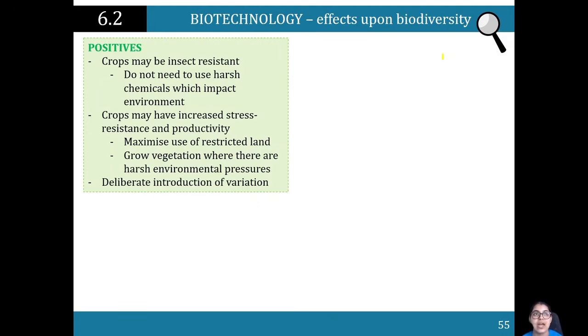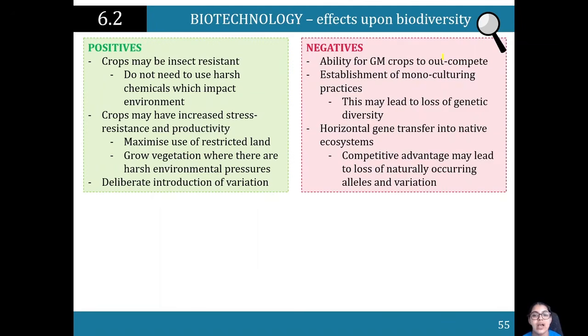So we know that we can try and grow vegetables inside buildings, like eco hubs and stuff. There is research into that happening, and in fact it has already been implemented. And also there is a deliberate introduction of variation through this. However, there is the ability for GM crops to outcompete natural crops.